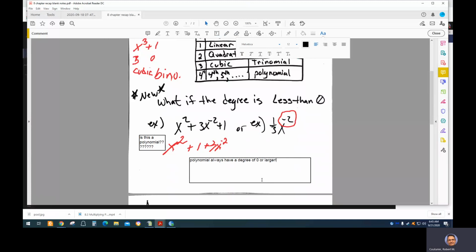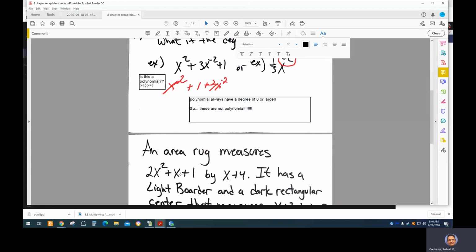Polynomials always have a degree of 0 or larger. So these are not polynomials because they have a degree in them that's negative. You cannot have a negative degree in a polynomial. Not so bad, right? A new addition. Got to do something new every day. That's what they say anyways. We learn something new every day.